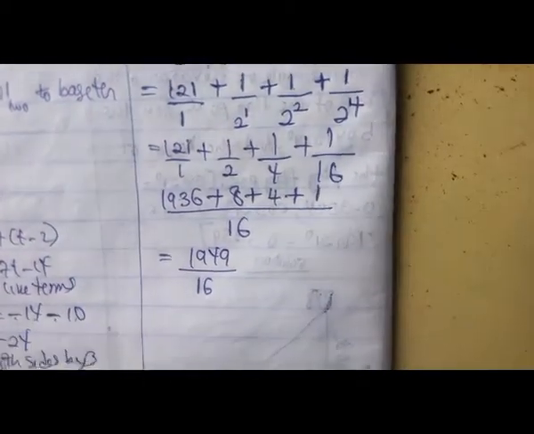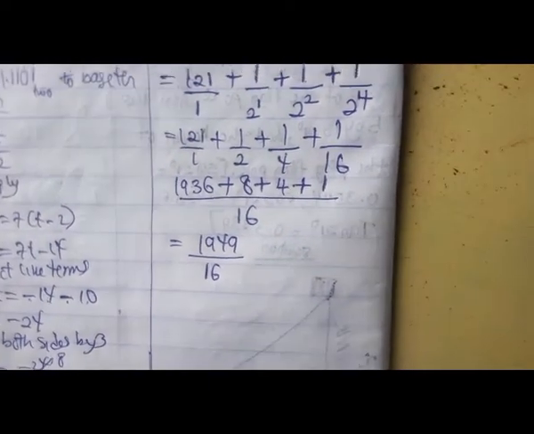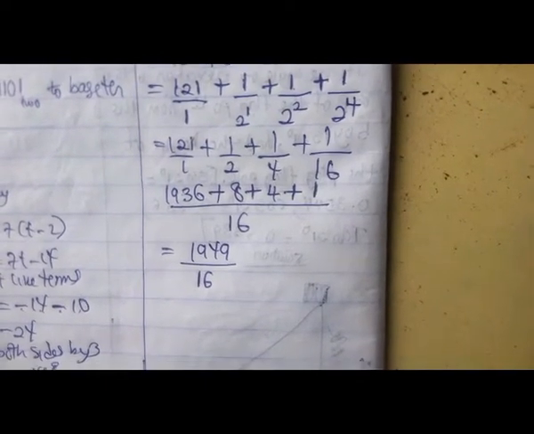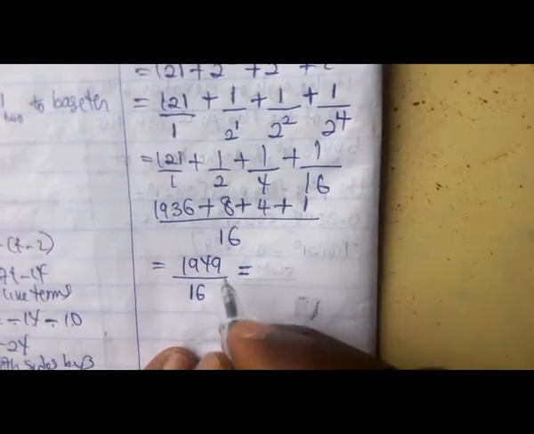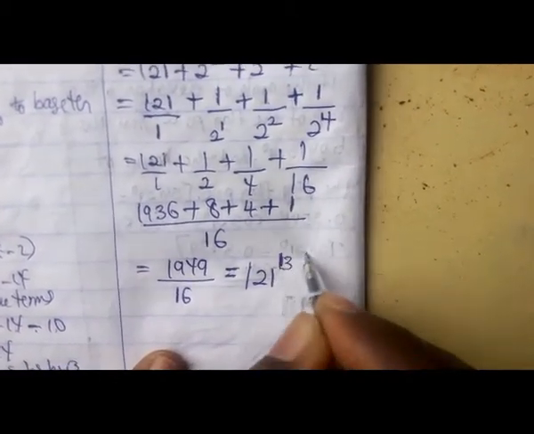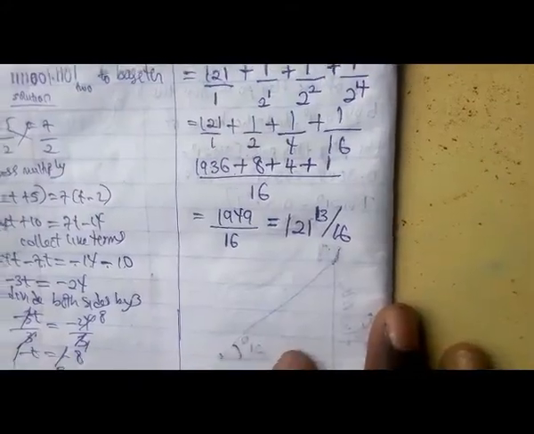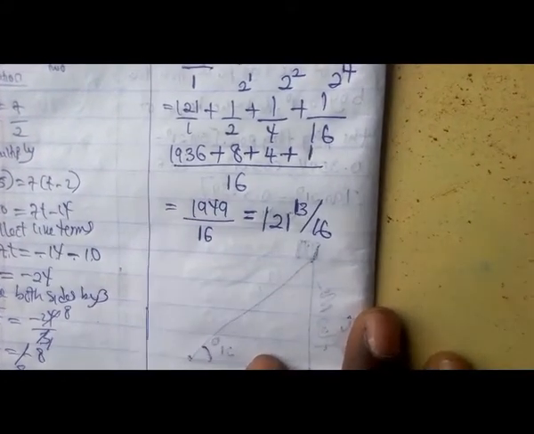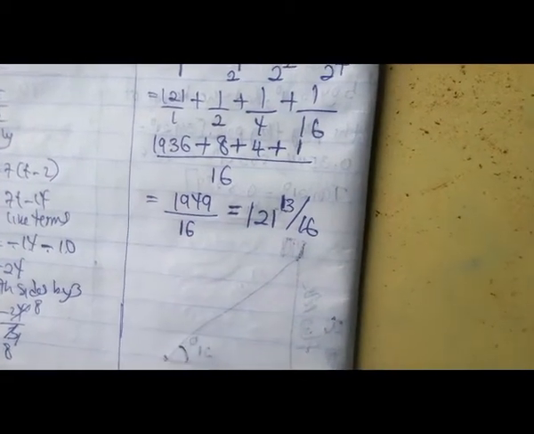So I'm going to convert my answer to a mixed fraction. To convert our answer to a mixed fraction, it will become what? 16 in 1949 is 121, remainder 13 over 16. So our answer is 121 and 13 over 16. So that's the answer. That's the end of question number 1.